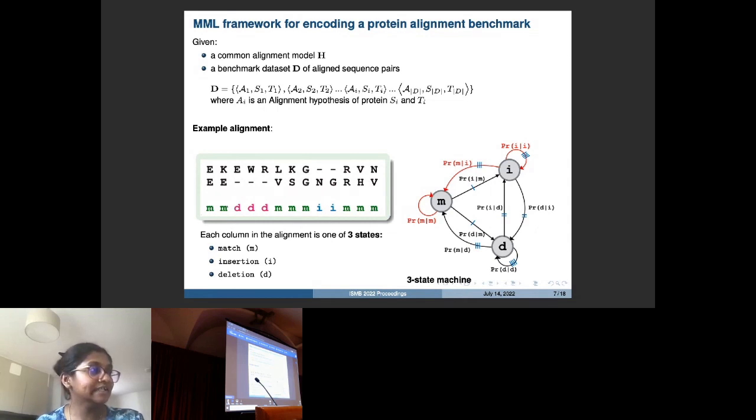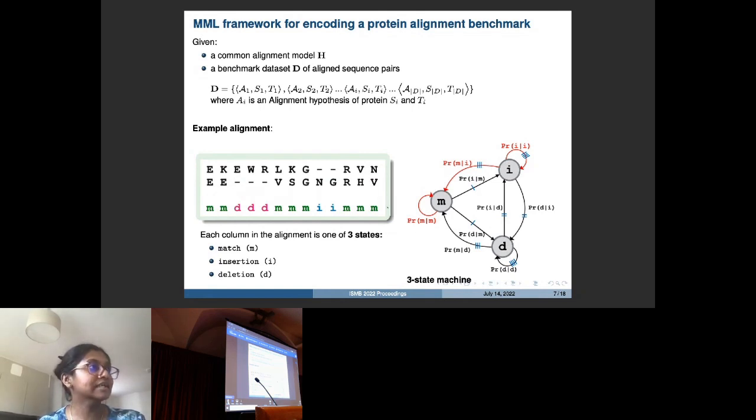You can see that each of these columns are over three states: matches, insertions, and deletions. Generally, we can take this as a sequence generated from this kind of finite state machine. This is a symmetric machine, as you can see, where insertions and deletions are treated equivalently. And there are three free parameters involved. I will come back to this later on in the slides.